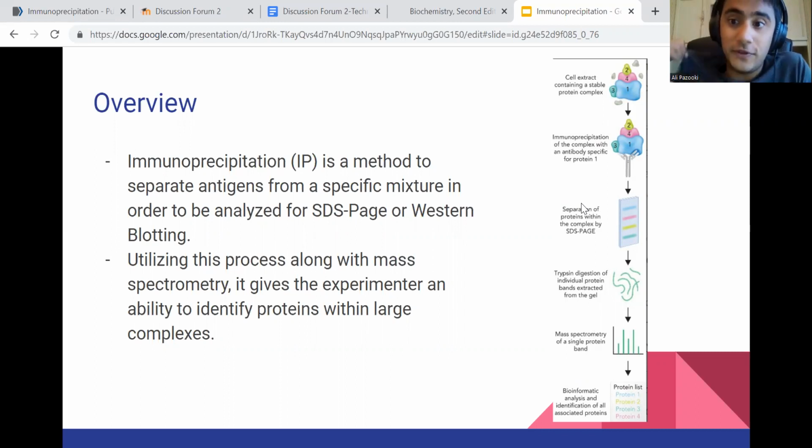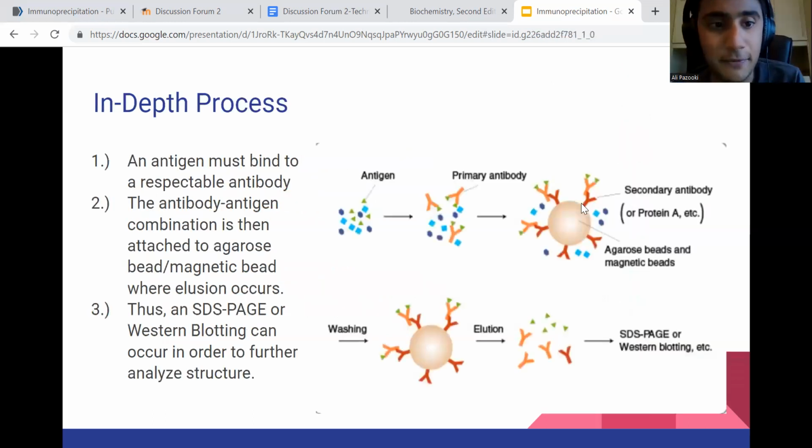And here's a little overview on the right that I got from the textbook, regarding the process of immunoprecipitation. Now, it's really simple. It's a cell extract containing a stable protein complex, and then that protein complex is bound with an antibody. This isn't really detailed, but it does an SDS-PAGE separation in order to get more information regarding the protein size, the mass of the proteins when degraded, and also the identification, whether it be the mRNA component or genetic component of that protein. This is just a simple overview, but I'm going to go into the in-depth processes.